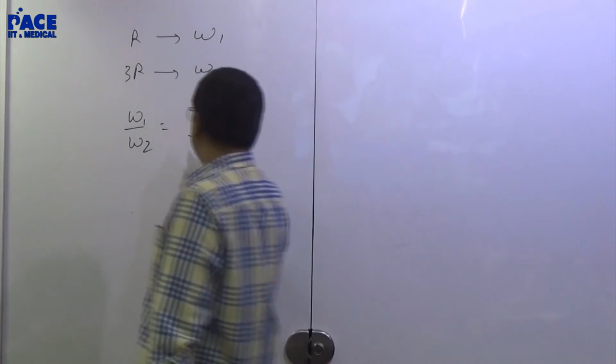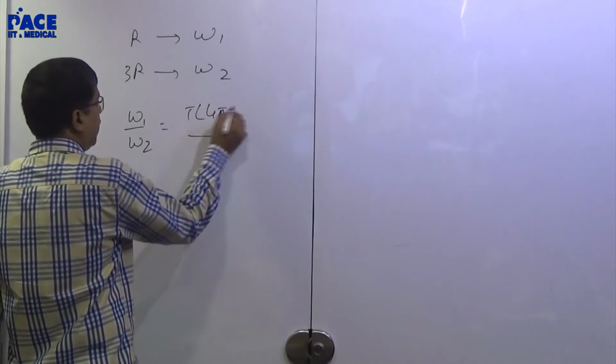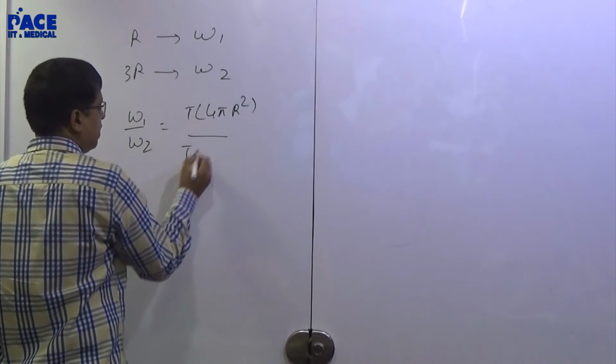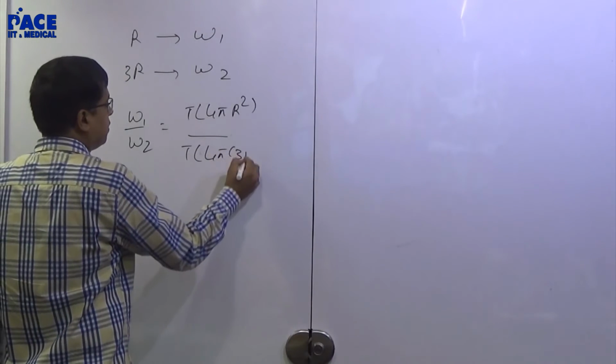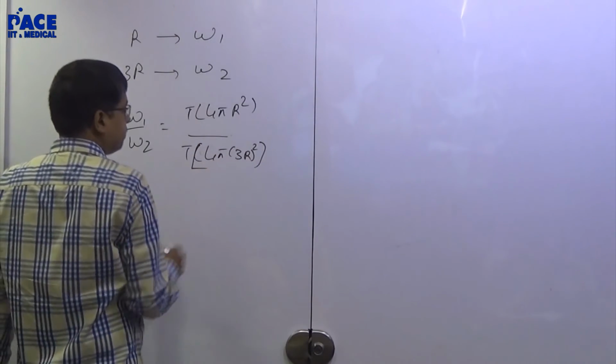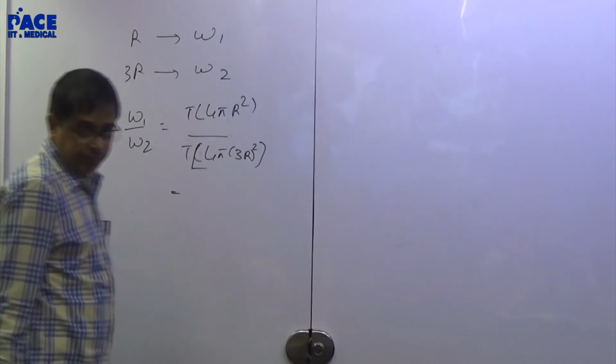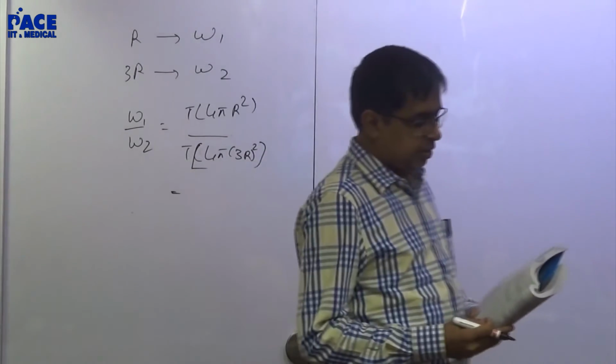Work done is surface tension into 4 pi r square. Surface tension into 4 pi (3r) whole square. How much is the answer? 1:9. Perfect.